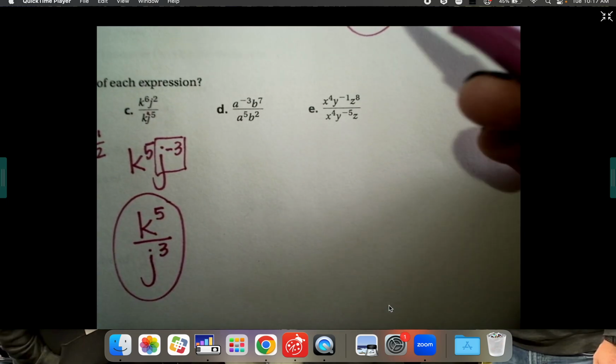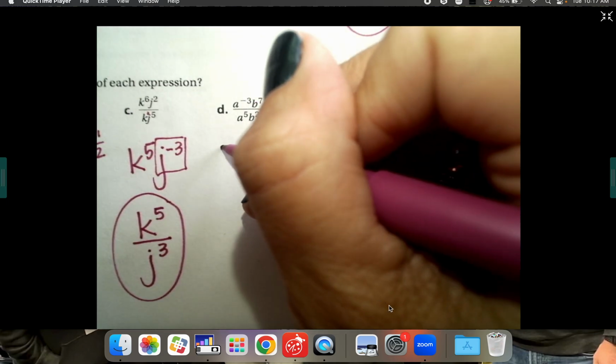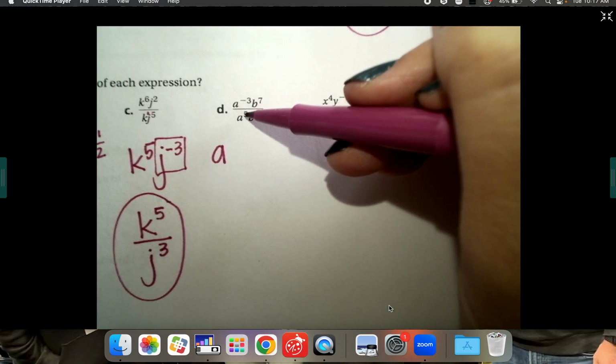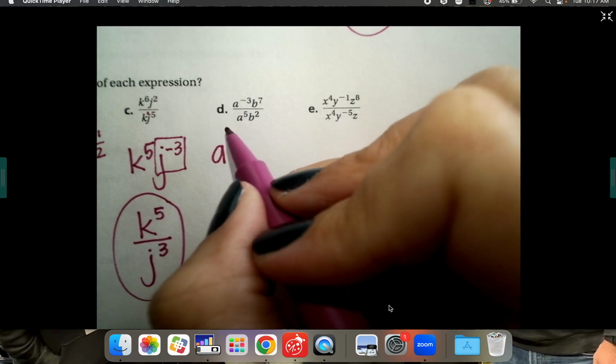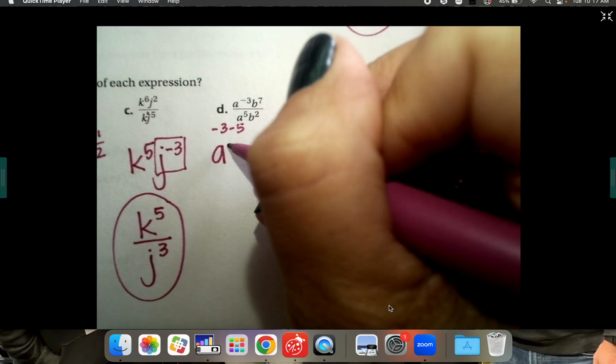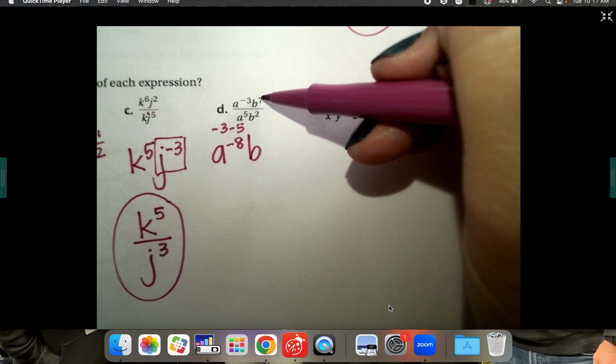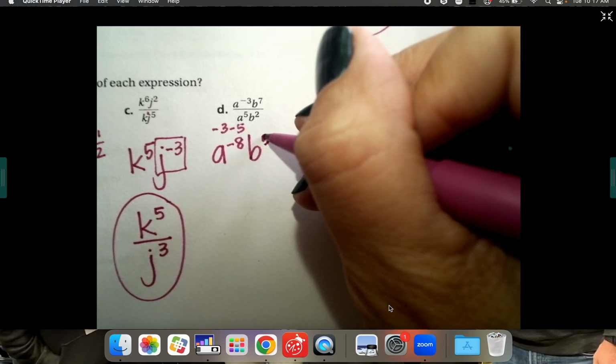All right, on D, you have the a's and the b's, so let's do the a's first. So you've got a to the -3 minus 5. -3 minus 5 more is -8. B is to the 7 minus 2, which is 5th power.